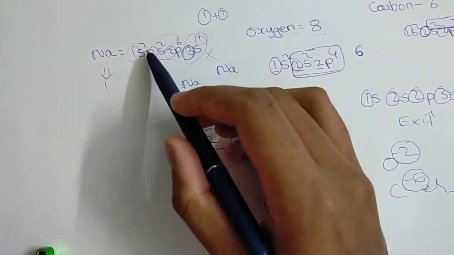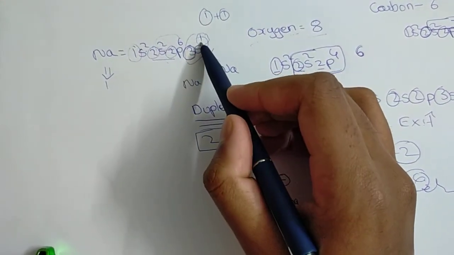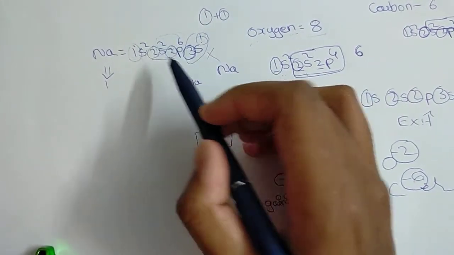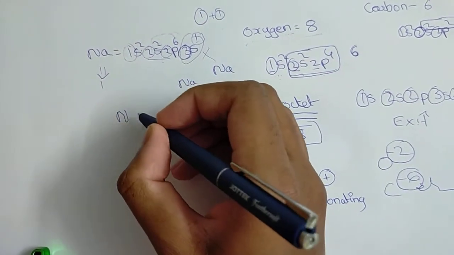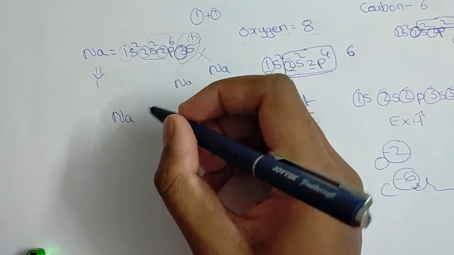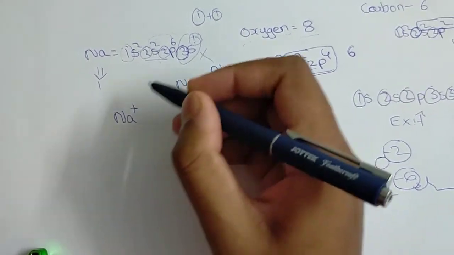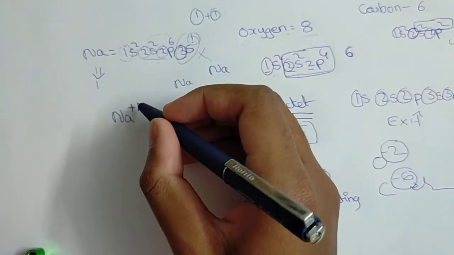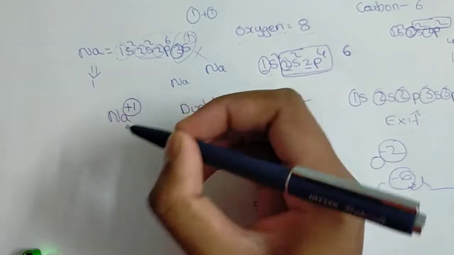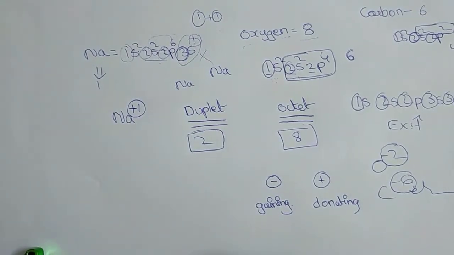Now here there are 11 electrons present. If I donate this one electron, the last shell gets octet configuration. If I am donating the electron, that indicates plus. And how many electrons am I donating? 1. So the charge of sodium is plus 1. Okay, did you guys get that?